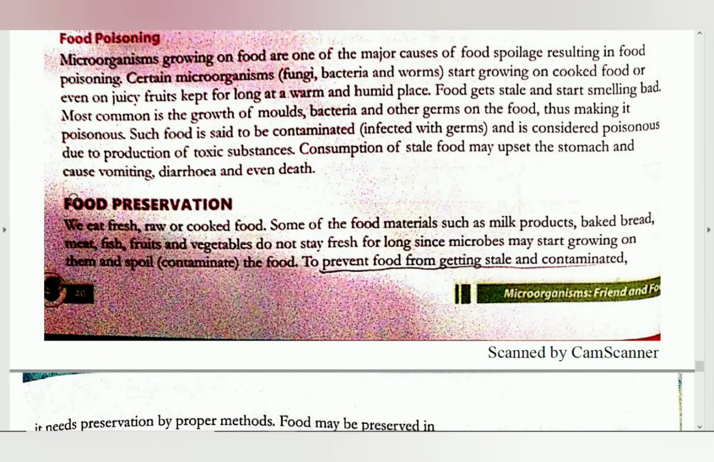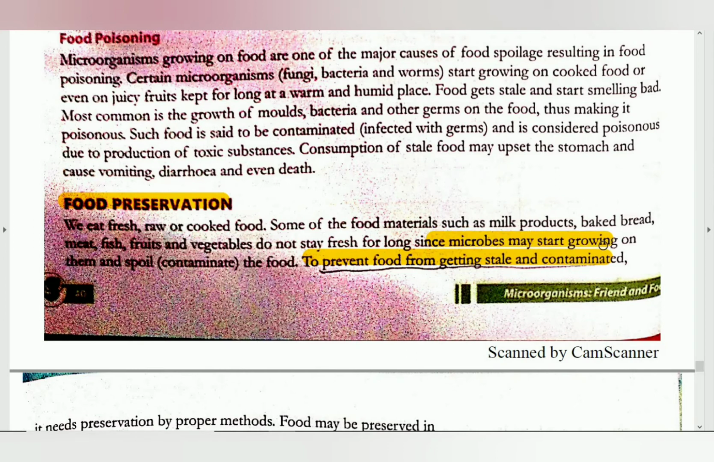Good morning, students. Today we are going to learn about the methods of food preservation. So, what are the different ways to preserve food and why do we need to preserve food? Actually, food gets stale or contaminated. Why does it get stale or contaminated? Because of microbial growth.